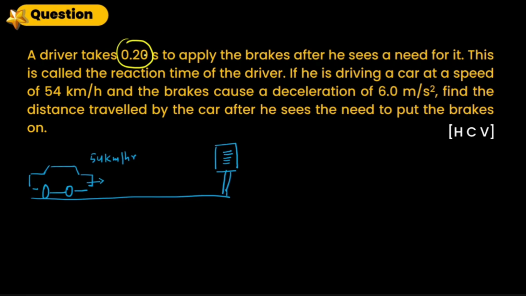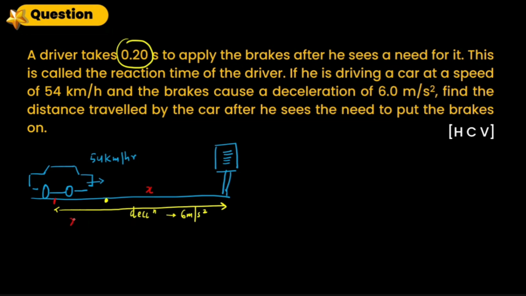So for that time, he will be traveling at 54 kilometers per hour. After he observes, let's say he reaches this point, he starts deceleration at 6 meters per second square. So the question is, what is the distance between its initial position and this need of brakes? How can we calculate it? Let us try to understand it. Here its velocity is 54 kilometers per hour. It needs to be converted into meters per second. But before that, I assume the total distance the car is going to travel is x.